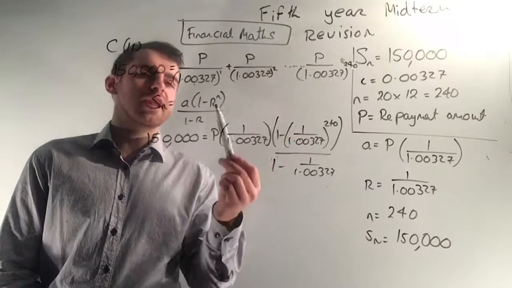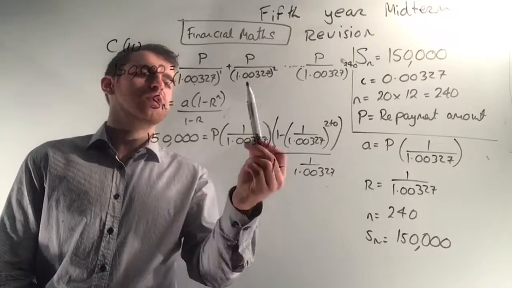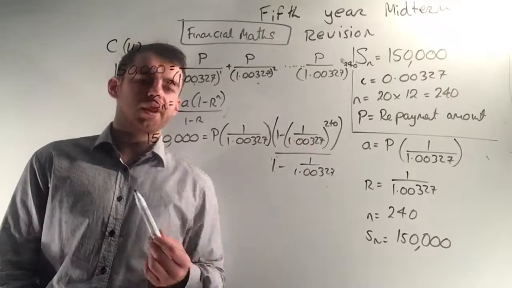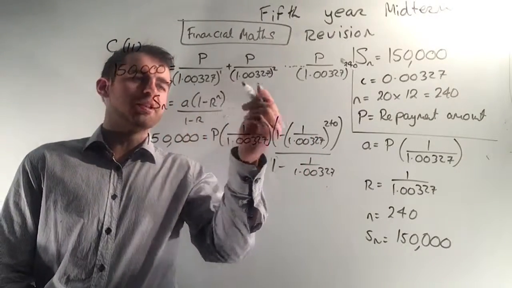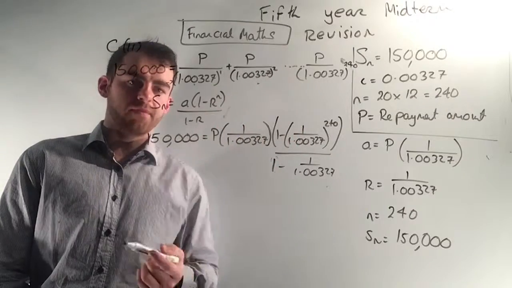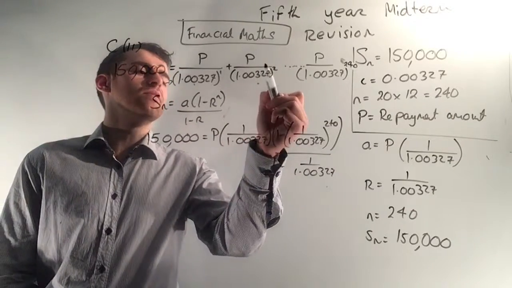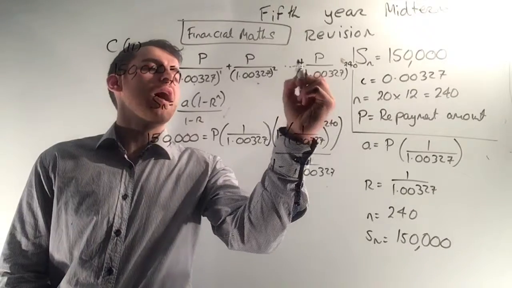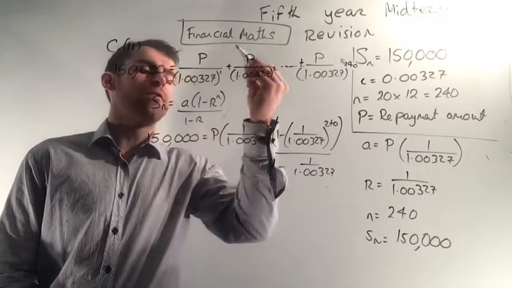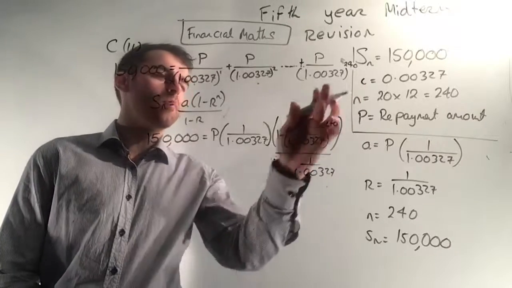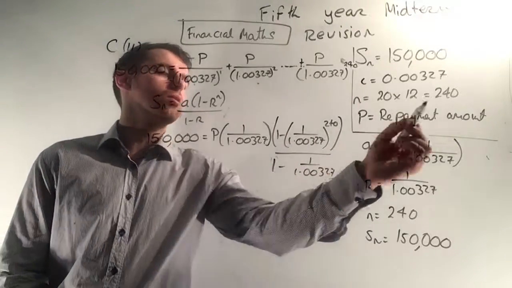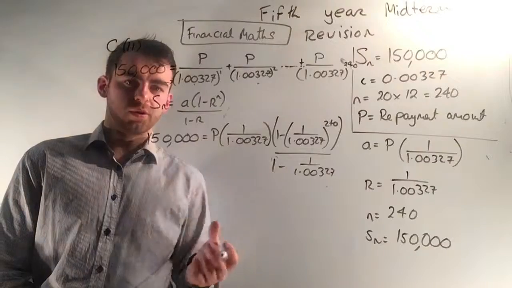The next repayment is going to be made a month later, so this time the interest rate will have been applied twice at that stage. So this represents the value of the second repayment. And then obviously there's a load of repayments in the middle, and then I just do dot dot dot. If the first repayment was to the power of 1, then the last repayment will be to the power of 240, because I know that there's 240 repayments in total.